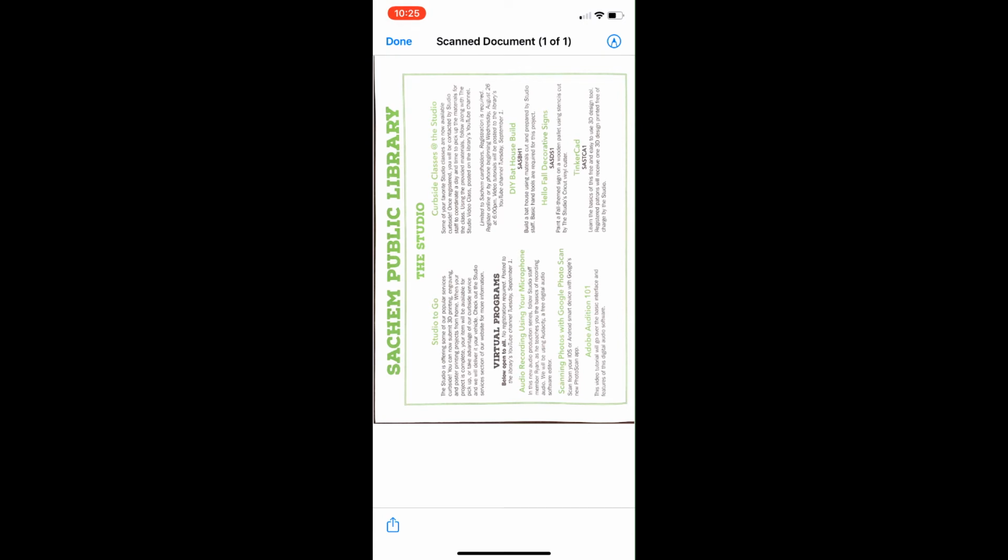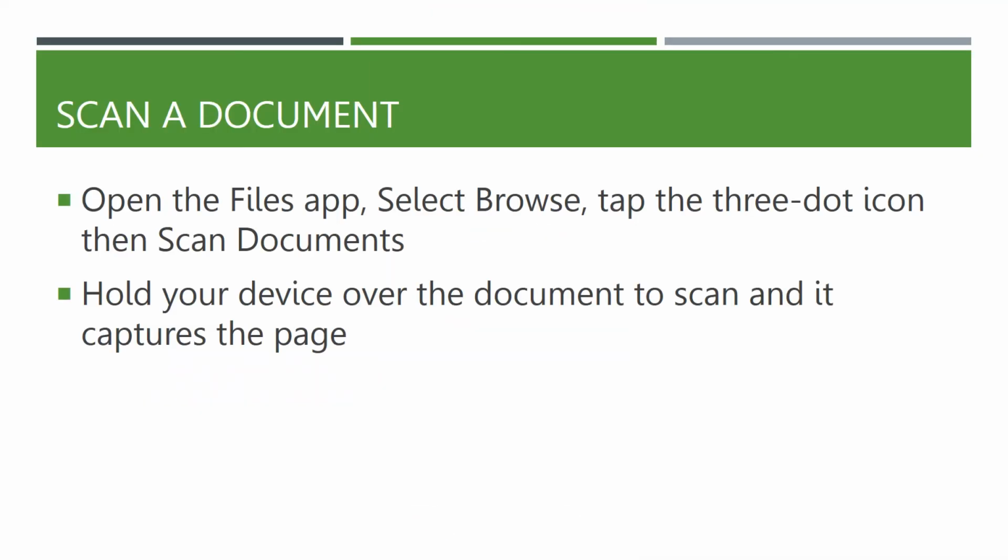And here are those steps again. Just open up the Files app, select Browse, tap the three-dot icon, and then choose Scan Documents. Hold your device over the document you want to scan, and it'll capture the page. Follow the prompts to save it, and you're all set.